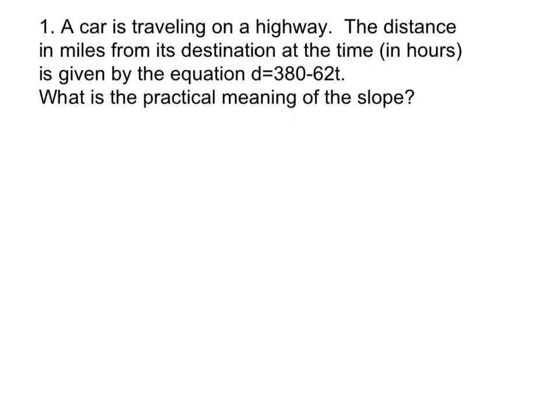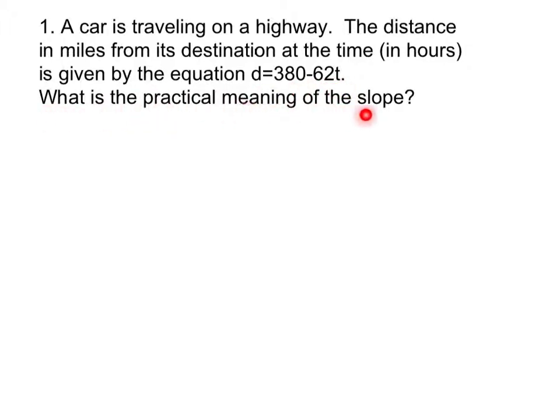Okay, we've got this real-life scenario here. It says a car is traveling on a highway. The distance in miles from its destination at time t in hours is given by the following equation. D represents the distance. 380, that represents, we're going to talk about that in just a moment. And then negative 62t.